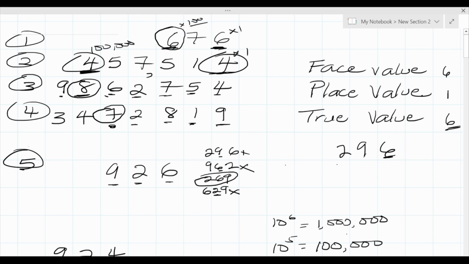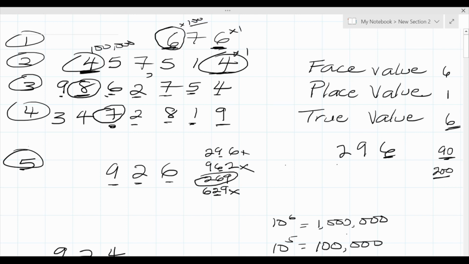Let's think of the 9. The face value is 9, the place value is 10, so 9 times 10 would give us what? 90. Then for this one, the face value is 2, the place value is 100, and 2 times 100 would give us 200.